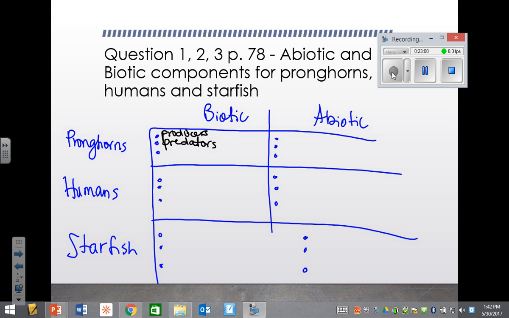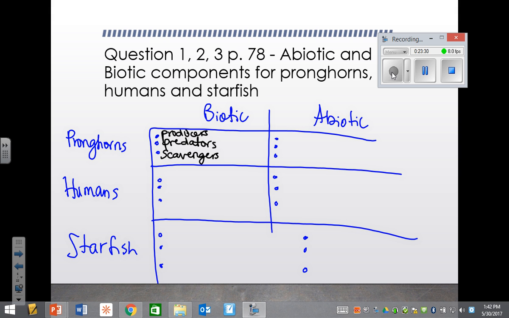Does anyone want to suggest a third one for the pronghorns? Yeah. Ooh, scavengers. Now, how would scavengers affect the pronghorns? Did you have an idea in mind when you said that? Yeah. Right. Matter has to continuously cycle, and so scavengers could actually be helpful in helping the cycling of matter continue with all of those different cycles, with carbon, with oxygen, with phosphorus, with nitrogen.